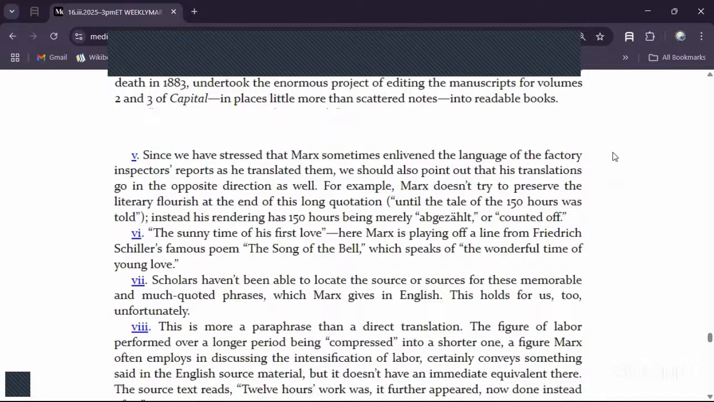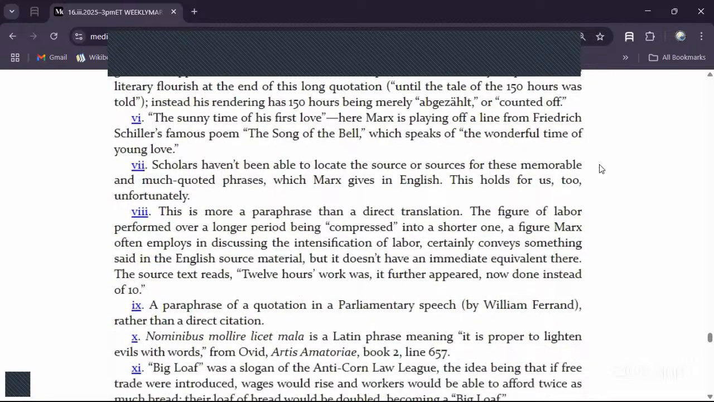"The sunny time of his first love" is playing off a line from Schiller's Song of the Bell, "The wonderful time of young love." And as they note in note lowercase 7, scholars haven't been able to locate the source or sources for these memorable and much quoted phrases, which Marx gives in English. This holds for us too, unfortunately.